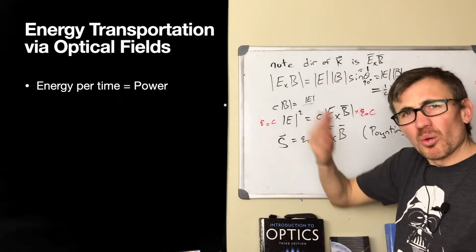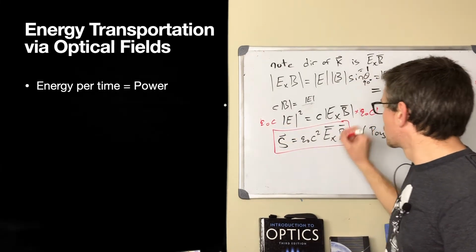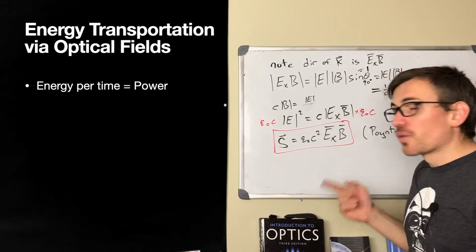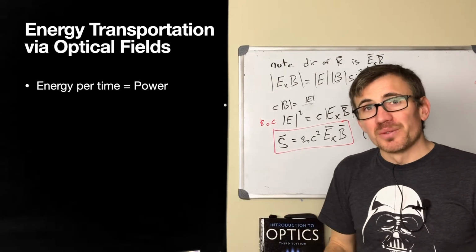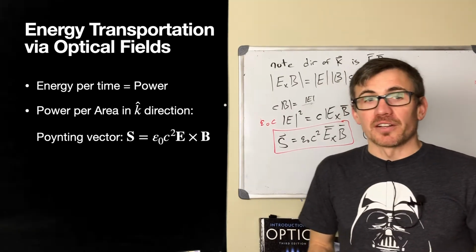So we can just wrap the whole thing up into this nice vector, this pointing vector, as it's called, which gives us exactly the direction and magnitude of the flow of light. Okay, so that is what we call the pointing vector.